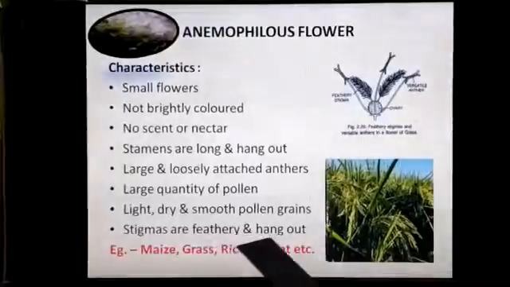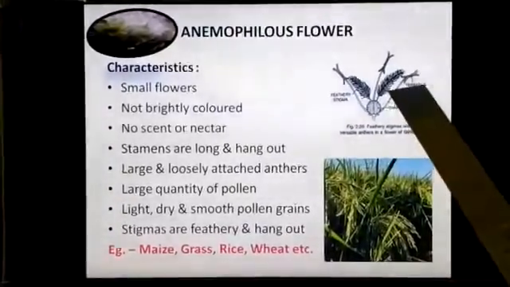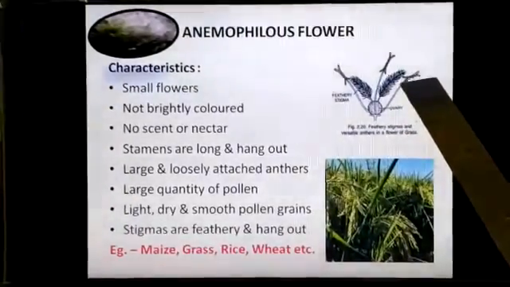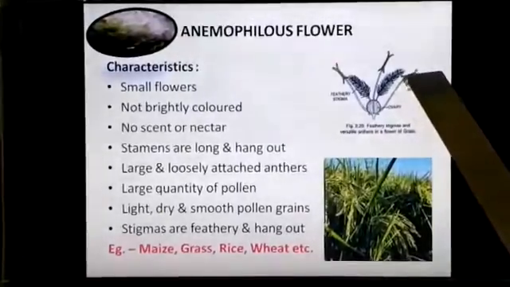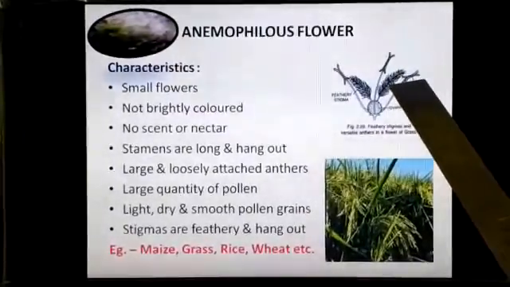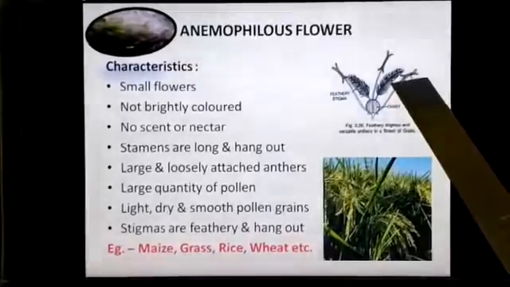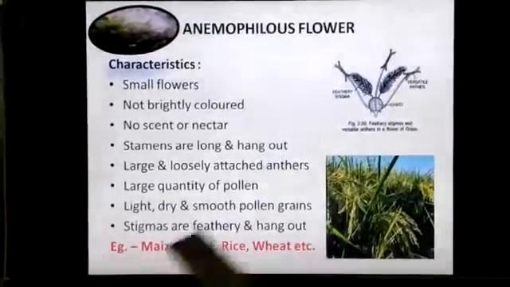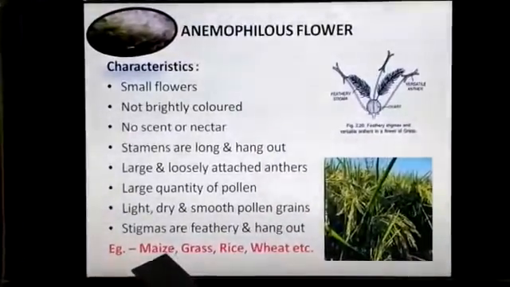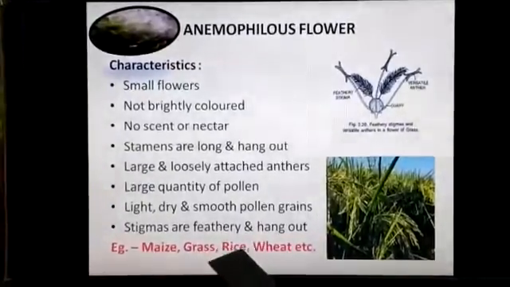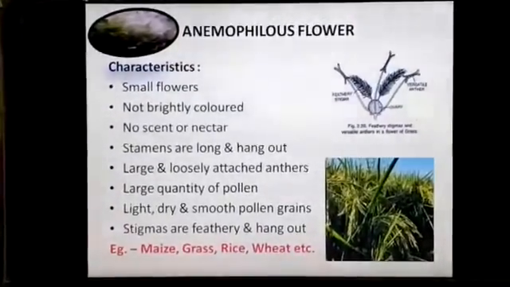Stigmas are feathery and hang out. You can see here, they are feathery so that the pollen grains can easily get trapped in them for the further process of reproduction. The examples of anemophilous flowers are maize, grass, rice, wheat, etc.